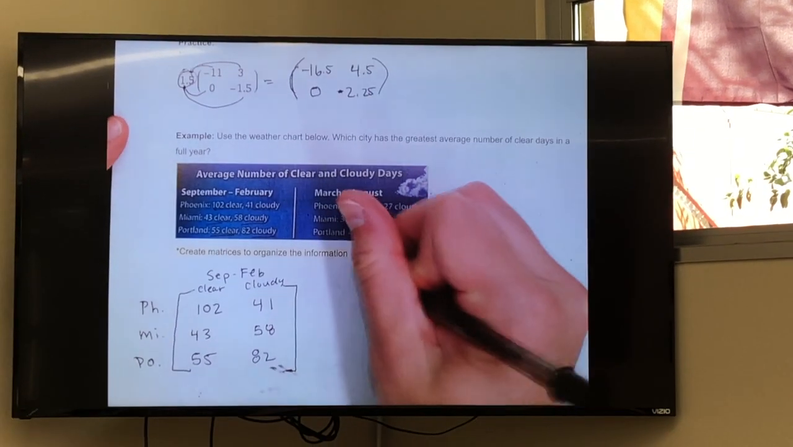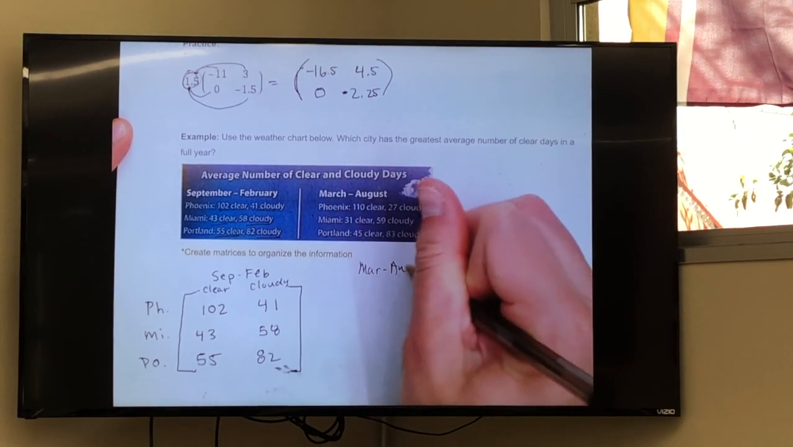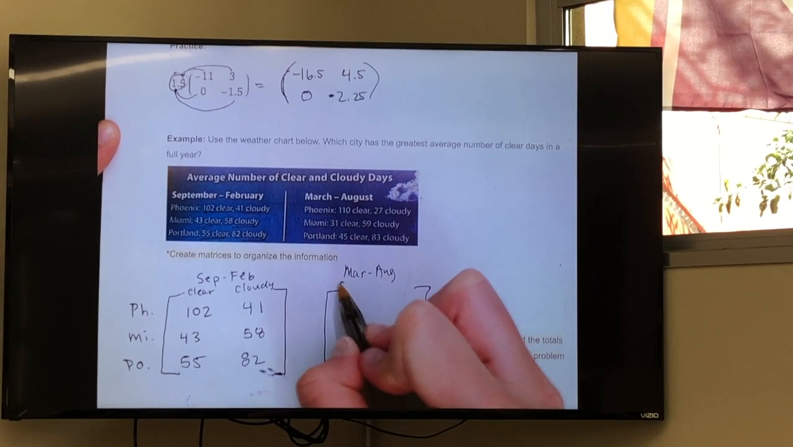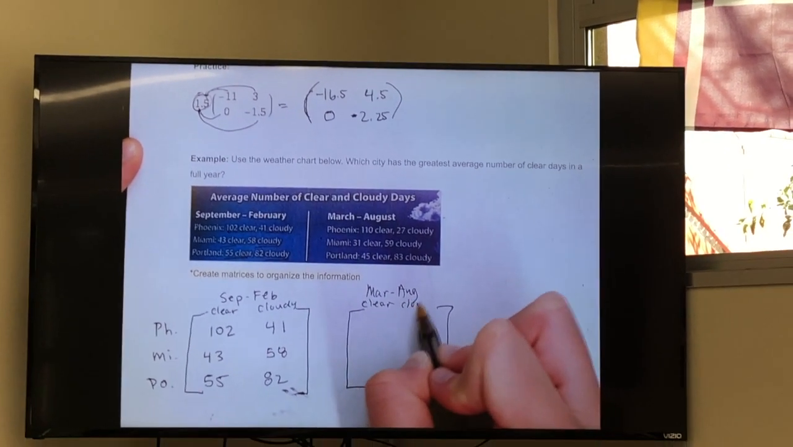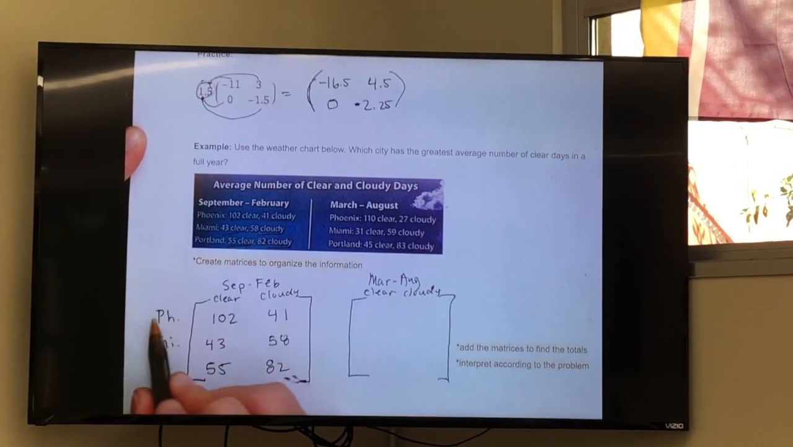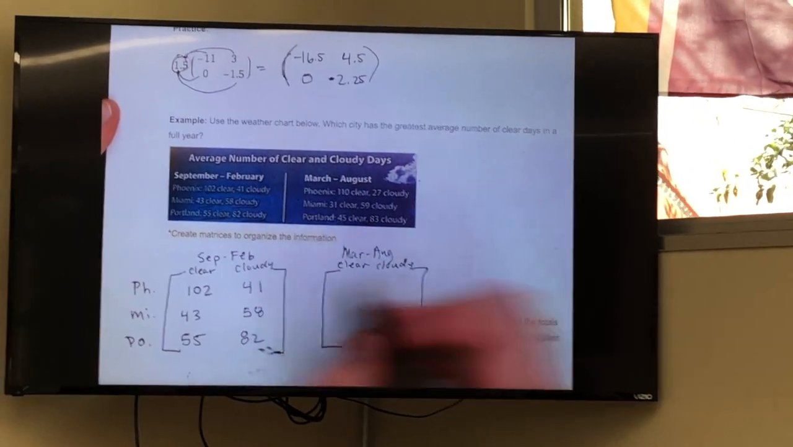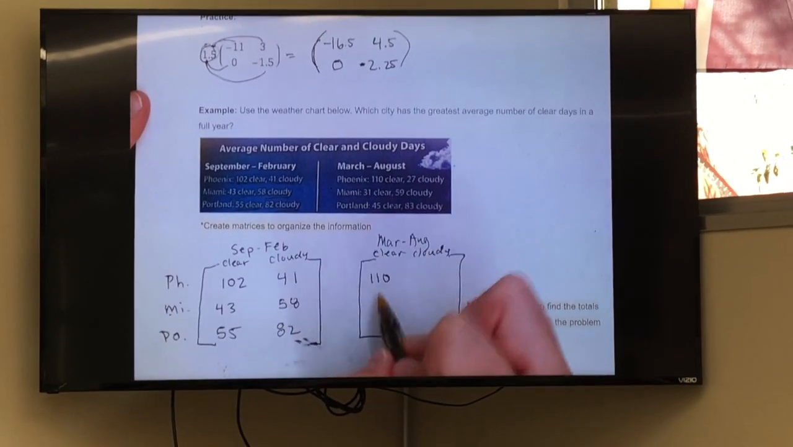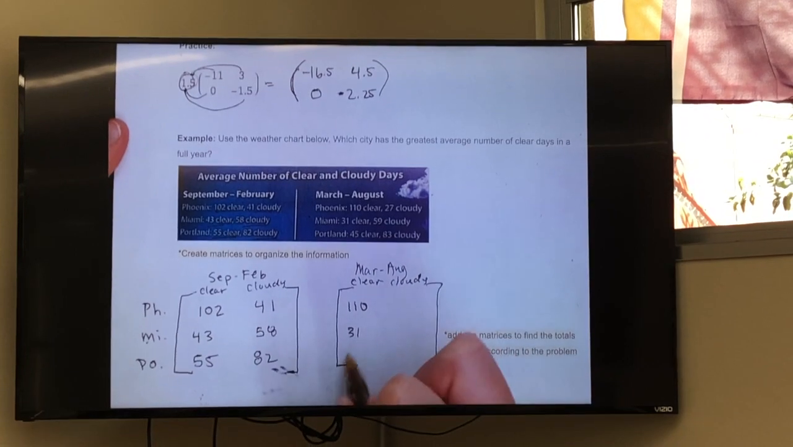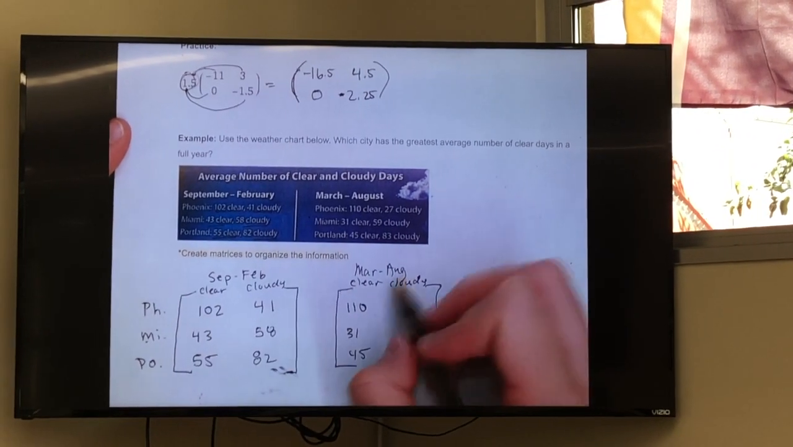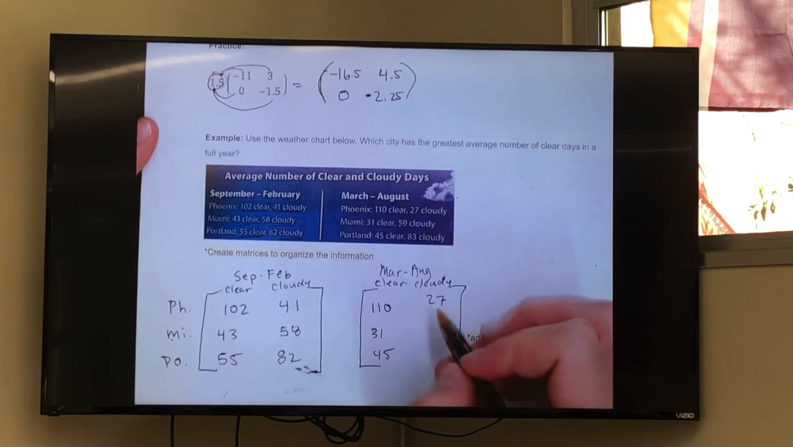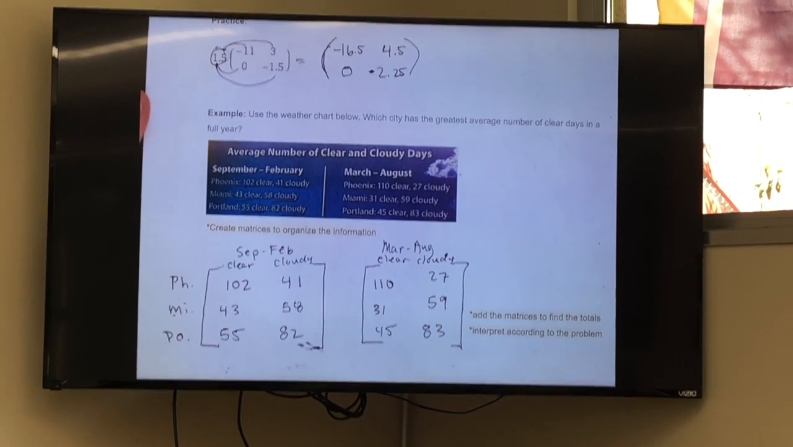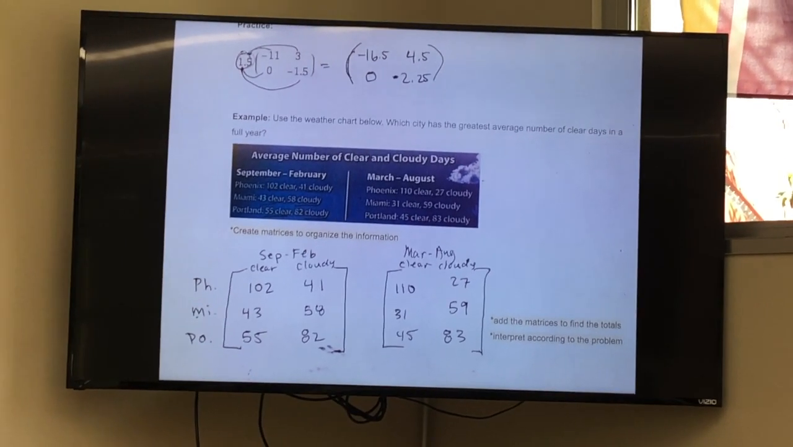And you're doing the same thing here for March to August. We have clear and cloudy, and they're the same, so it's going to be the same row. I'm not going to repeat writing it. So Phoenix and clear is 110, Miami and clear is 31, Portland and clear is 45, Phoenix and cloudy is 27, Miami and cloudy is 59, and Portland cloudy is 83. And it asks, which city has the greatest average number of clear days?